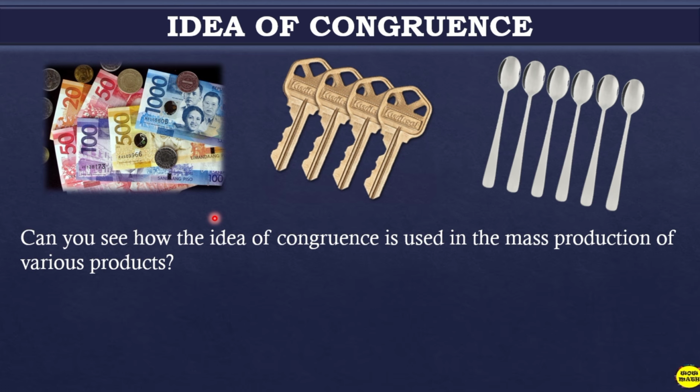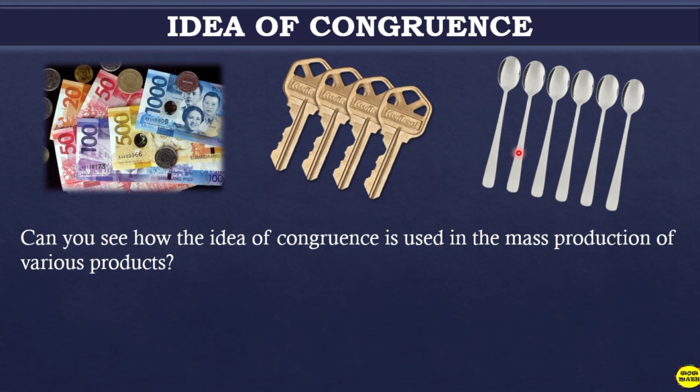Pag nagpapaduplicate tayo ng keys, hindi yan gagana doon sa knob kung hindi yan kapareho ng original na susi o key. Kaya nga siya tinawag na duplicate. So, pag nagpapaduplicate tayo ng key, ina-apply din doon yung idea of congruence. As well as, pag bumili si nanay ng set ng mga pinggan, meron doon set ng spoon and fork. Yung mga spoons doon pare-pareho yan. They are all congruent.